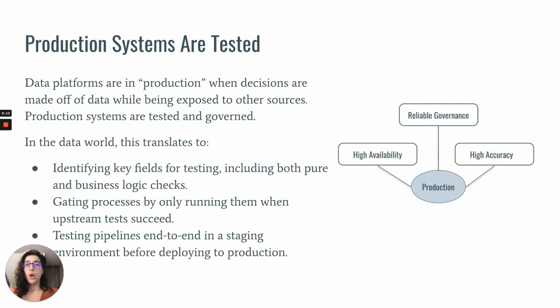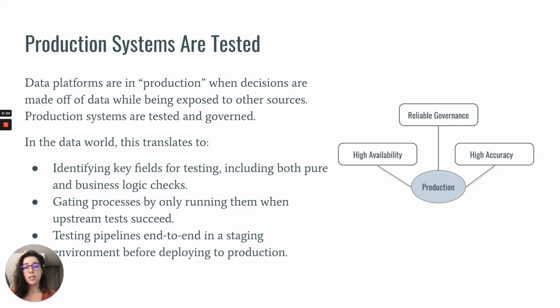So what do availability, accuracy, and governance mean in the data world? First and foremost, key fields that drive this decision-making should be tested, both to make sure that they are calculated correctly, as well as testing they just logically make sense in the context of the business.